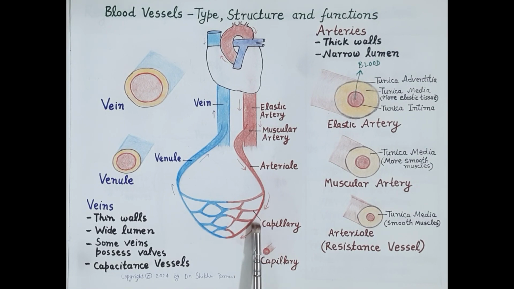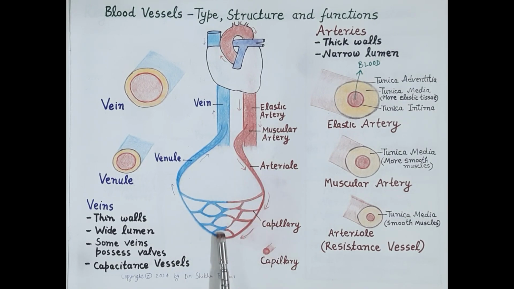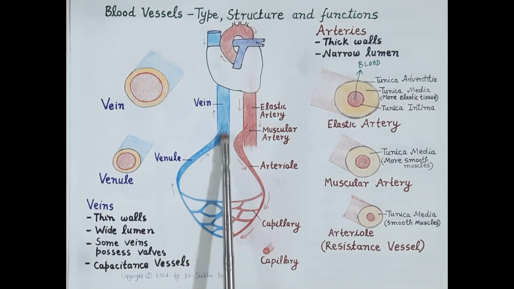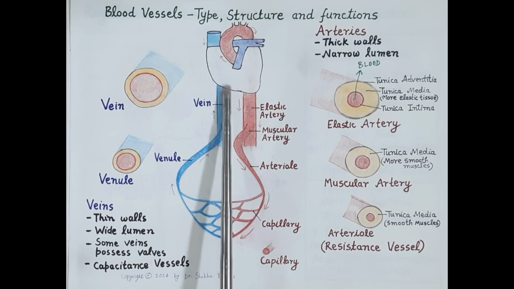Now after exchange of gases and nutrients, this blood that has now become rich in carbon dioxide and the waste product, the blue blood, flows into the venules. Now as you can see here, these are the capillaries that connect the arteries with the veins. Now these venules gradually become larger and larger, and finally they form the veins. Now veins, as we have discussed, a vein is a blood vessel that transports the blood towards the heart.